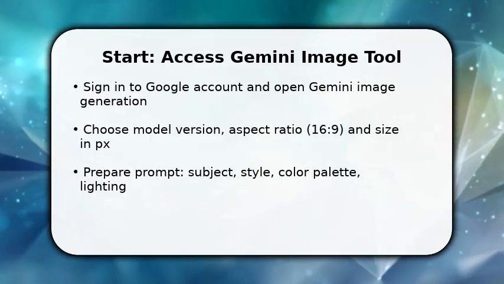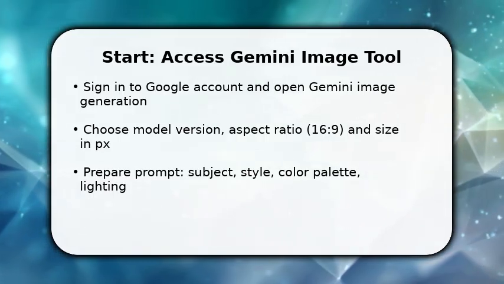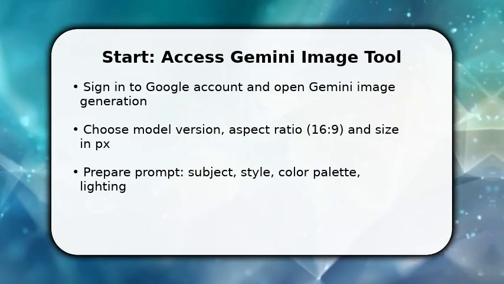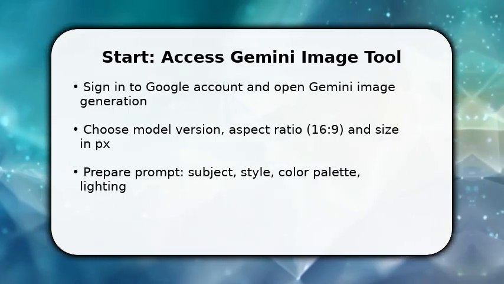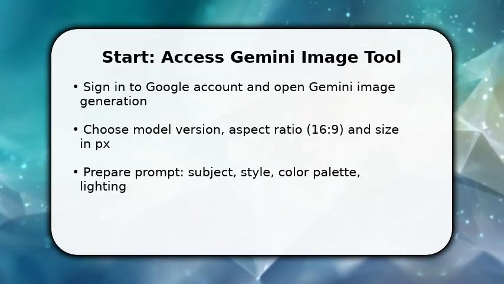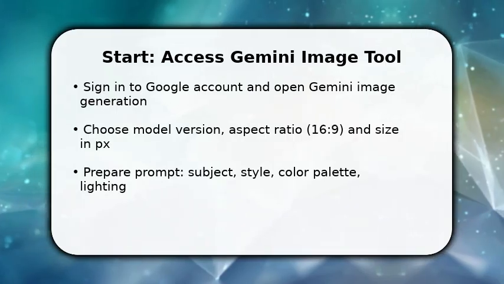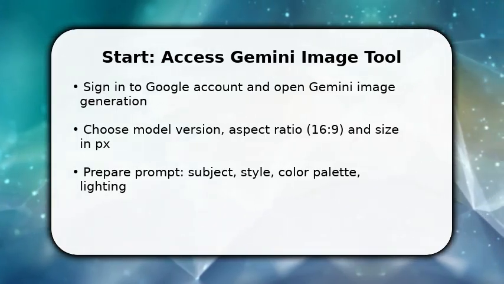You begin by opening Gemini's image tool while signed into your Google account. This gets you straight into generation. Choose the model version and set aspect ratio, like 16:9, because that fixes composition. Then craft a clear prompt. Name the subject, pick an art style, colors, and lighting. This tells the model what to prioritize.